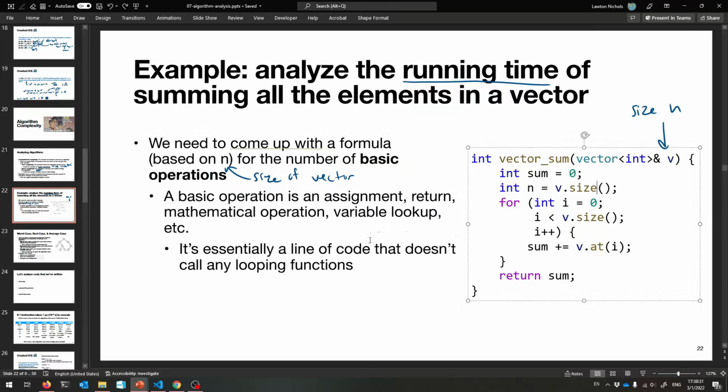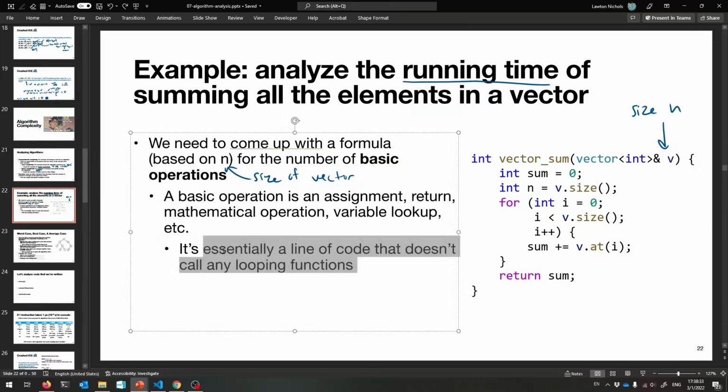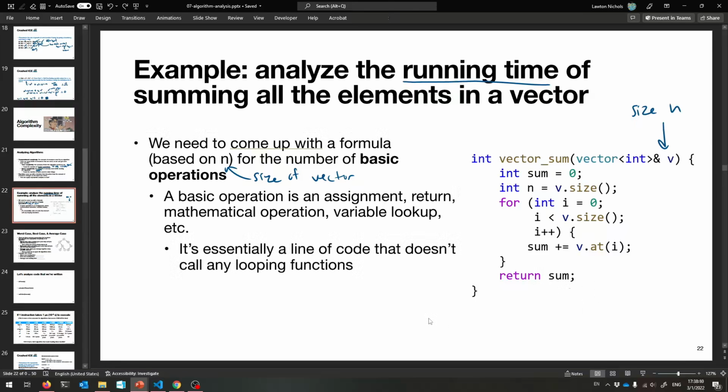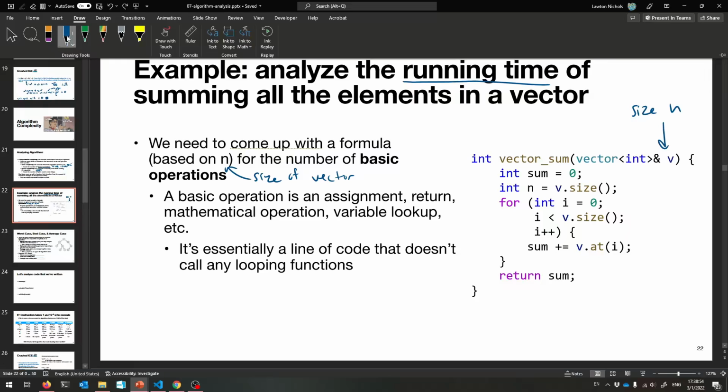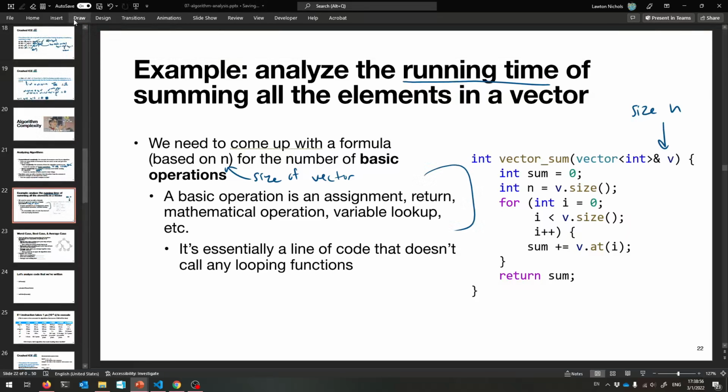We're eventually going to count this. And so at the end of the day, once we get past this nitty-gritty of counting every individual thing, you'll learn that a single basic operation is any line of code that doesn't call any functions or do anything weird like looping. Okay? So that is how we're going to analyze our function. Let's use that definition to count the number of basic operations. Okay? So here we go.